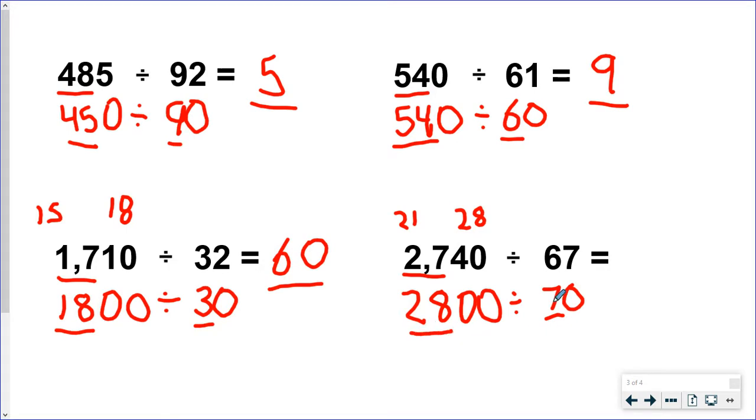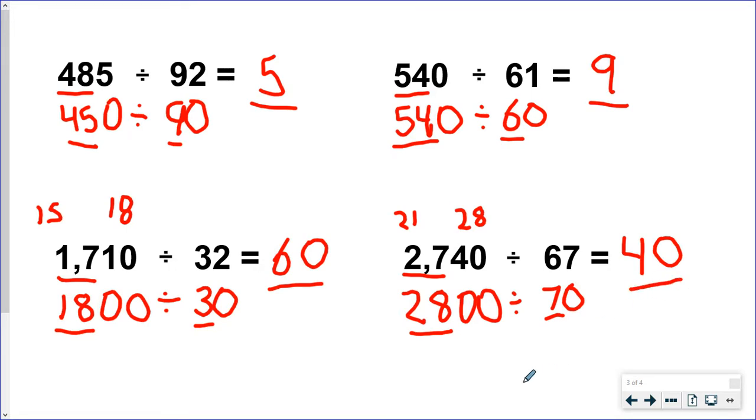All right. So how many times can 7 go into 28? 7 can go into 28 4 times. So I'm going to put a 4 there. Now I have 2 zeros on this side. I have 1 zero on this side. 2 minus 1 is 1, which means I do need to add 1 zero into my answer. So that final answer there is going to be 40.